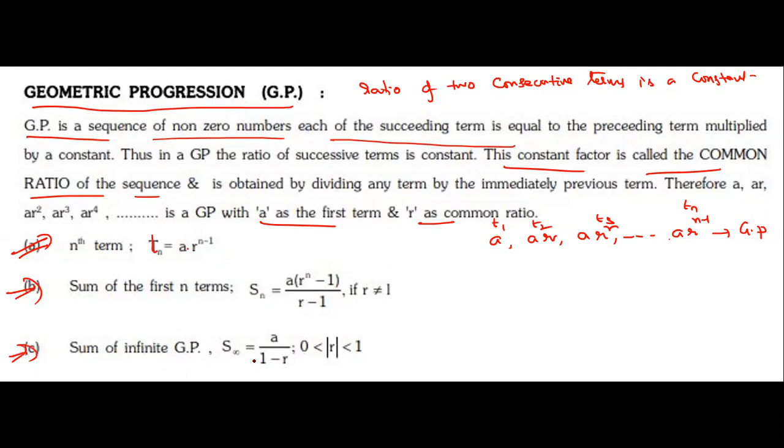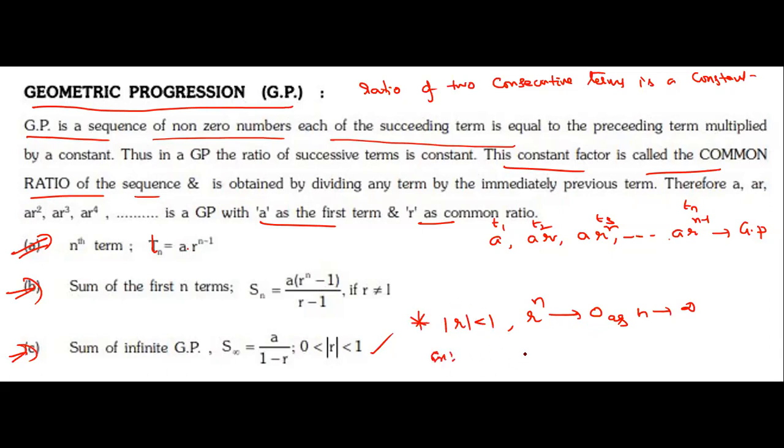Sum of the infinite series S infinity is equal to a by 1 minus r. What is the logic? Dear students, modulus of r is less than 1, so r to the power n is always tending to 0 as n tends to infinity. Keep this in your mind. This is a note. Be careful.